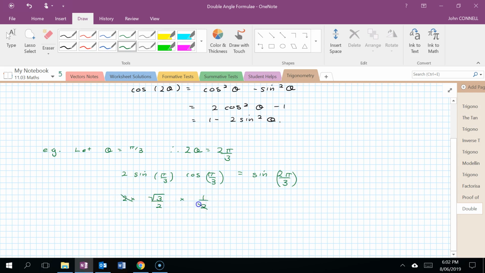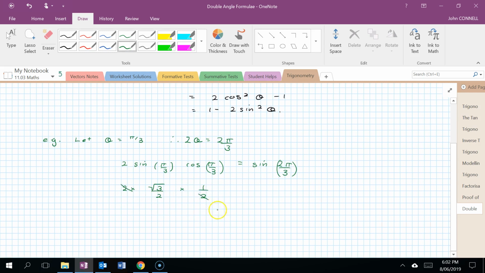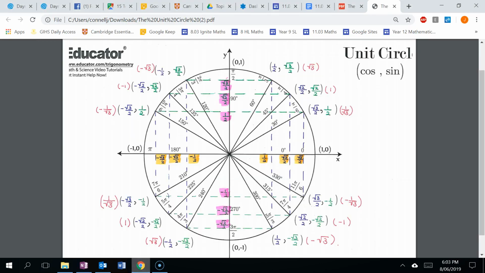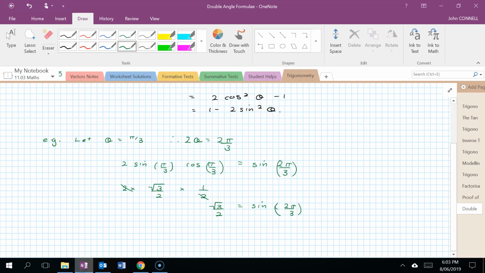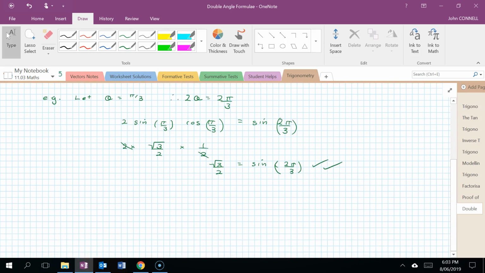So the 2s will cancel, and we'll just get root 3 on 2 equals sine of 2 pi on 3. And if we look back to our unit circle, we can see that that checks out. 2 pi on 3 is now top left, and its y coordinate is root 3 on 2. So that checks.